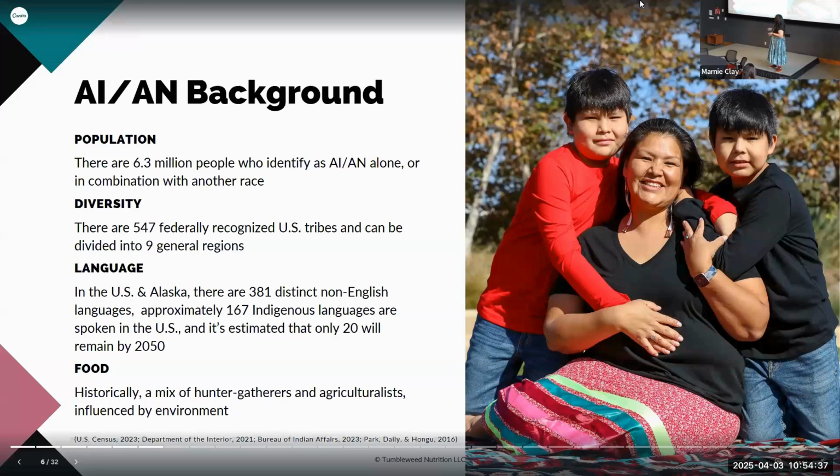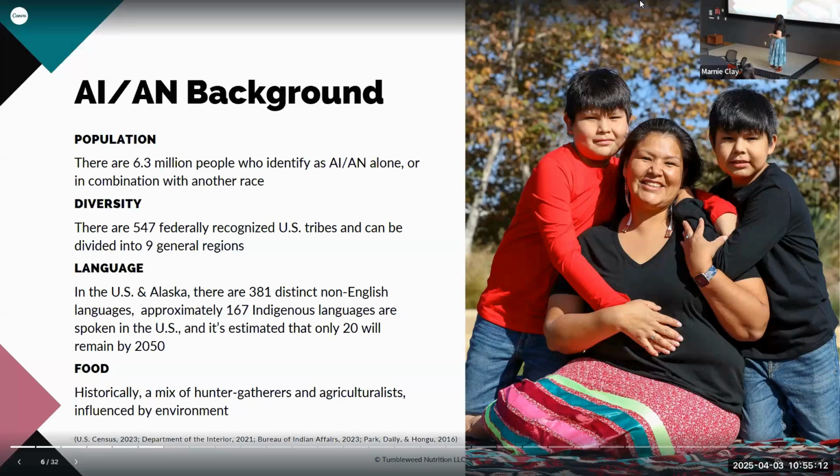Food: historically, we've been a mix of hunter-gatherers and agriculturalists, heavily influenced by environment. In the Southwest, we're in the desert, so the focus is more on agriculture, which is why corn is very much integrated into our communities, because that requires agriculture. Versus somewhere more plant biodiverse, like the Northwest, there's probably less emphasis on growing food on the land, and more emphasis on gathering like salmon or berries.